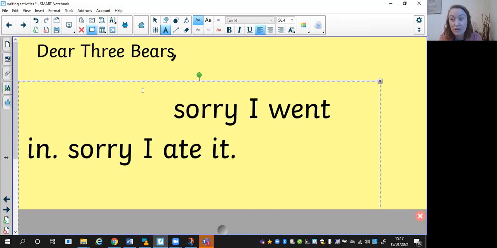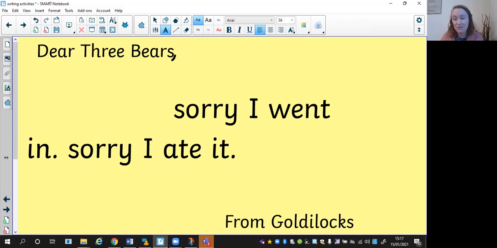Now, before your letter is finished though, there's the one last bit. After you've written your sentence, don't forget to tell everybody who the letter is from. Don't forget to finish your letter with from Goldilocks. So, finish up your letter, post a photo of your writing on Class Dojo so we can give you some feedback on what to do next.